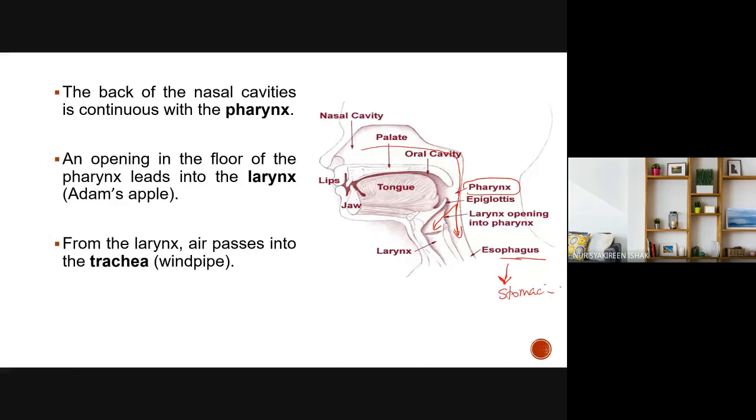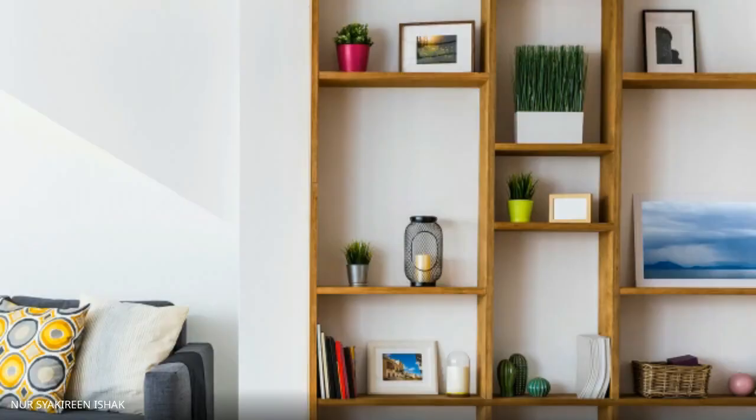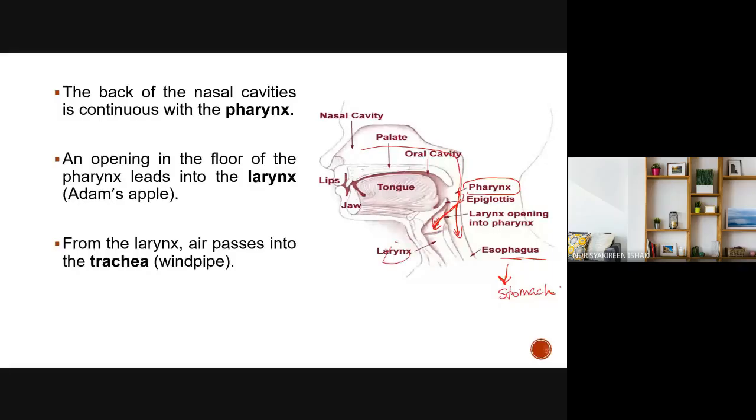Okay, into the stomach. So from the pharynx, if it leads to the trachea, the respiratory system, it will enter the larynx. So larynx is also known as the Adam's apple. From the larynx into the trachea, also known as the windpipe. So that is the flow, you must remember: nostril, nasal cavity, pharynx, larynx, and also trachea.